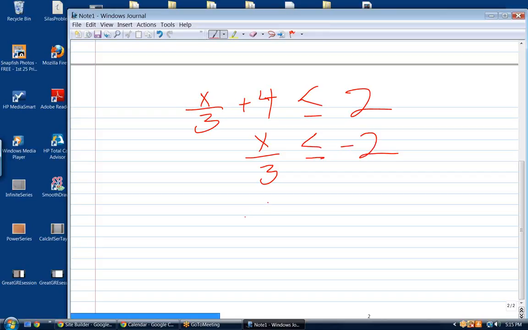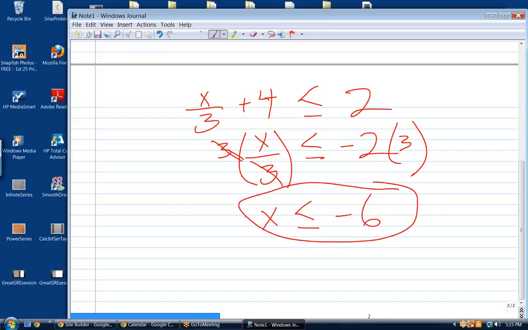You're going to have to multiply both sides by 3. In other words, on the left side, those 3's cancel, and I have just x. On the right side, I got minus 6. So there's your answer.